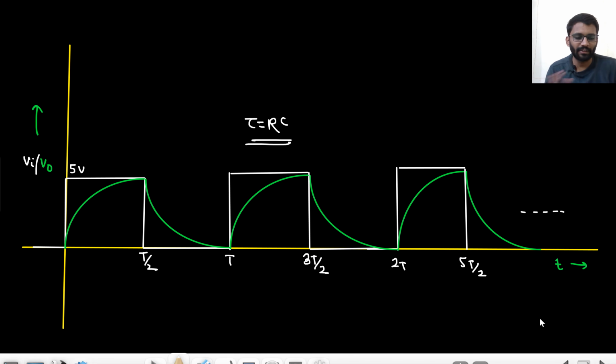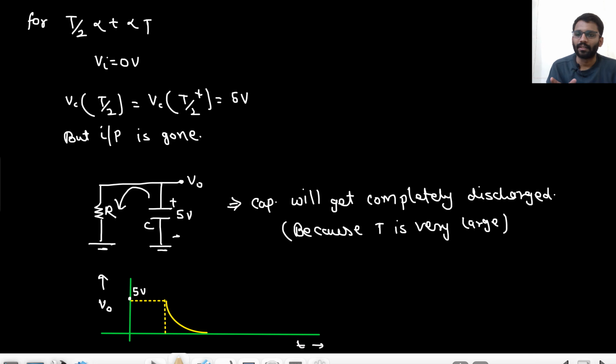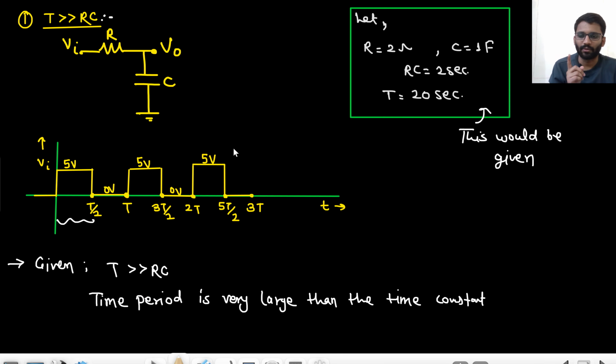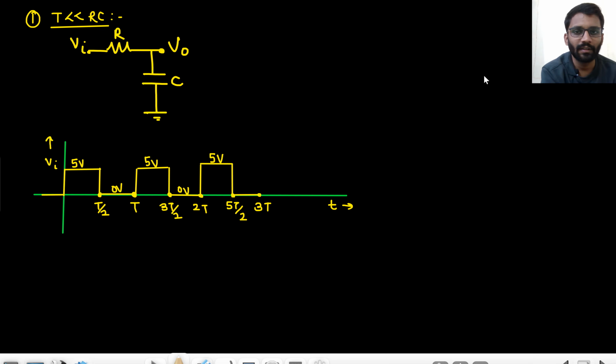Whatever the circuit that I am dealing with, first I have told the concept of T very greater than RC, then I will tell the concept of T very less than RC. All these questions can be solved with some other method as well, that I will not be telling here, but in some separate video I will be telling that. So let's see the second condition, T very less than RC, for the same input.